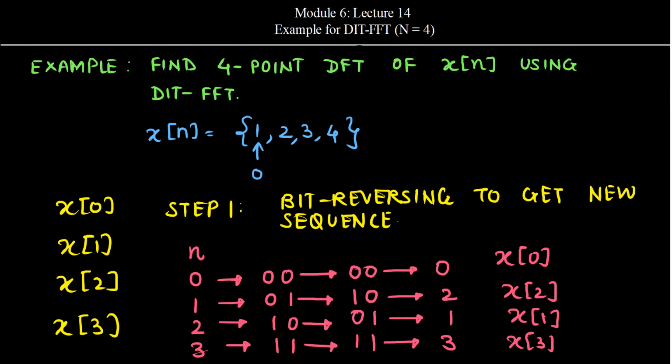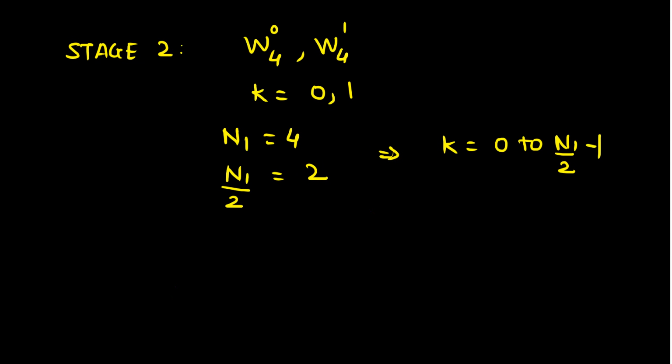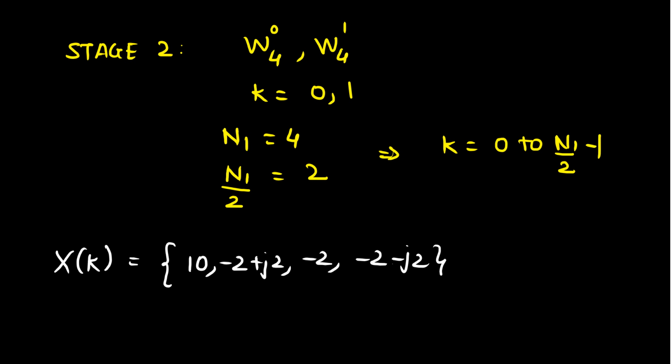So in this lecture we considered a simple example in order to find the 4-point DFT of x of n, and we saw that the first step is to find the new sequence by considering the bit reversed order, and then when we have the bit reversed order, we first consider the 2-point DFTs, that is the stage 1, then we consider the 4-point DFTs, that is the stage 2, and at the end we obtain the DFT sequence, and the DFT sequence that we have obtained in this example is x of k equal to 10, minus 2 plus j2, minus 2, minus 2 minus j2, and this 10 is at k equal to 0.